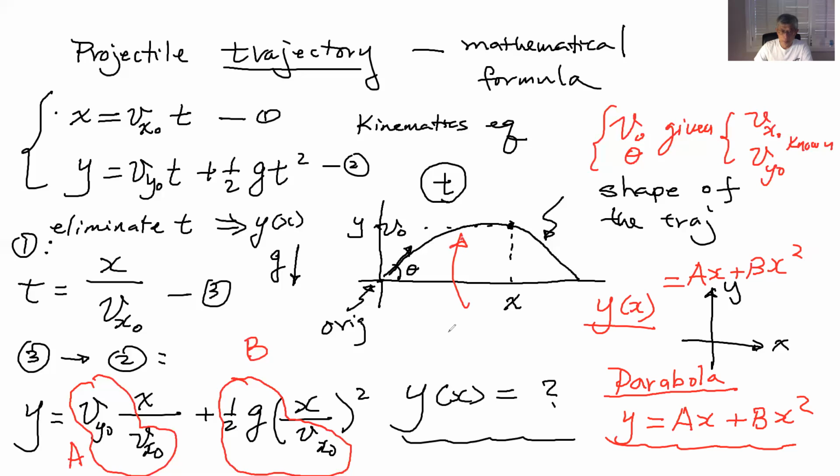That's a parabola. So parabola in Chinese is called 抛物线. So it's a little bit of language here. 抛物线.